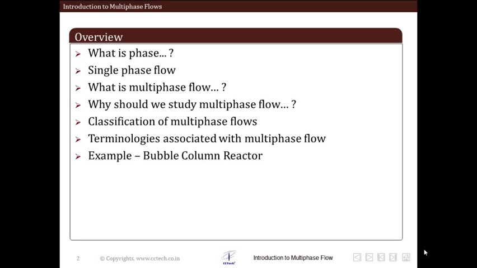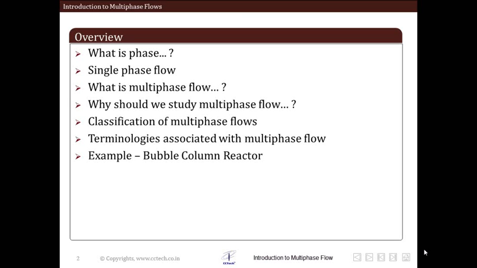Before we begin this lecture, let us have an overview of what exactly we are going to study. First, we will see what is phase. Then we will see single phase flows. Then we will know what is multiphase flow. Next is why exactly should we study multiphase flow. After that, we will see classification of multiphase flows. That is some basic classification or types into which multiphase flow is divided.